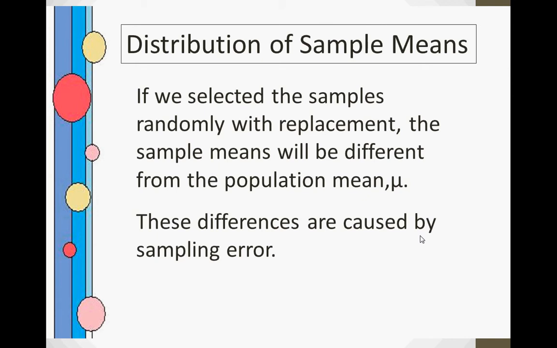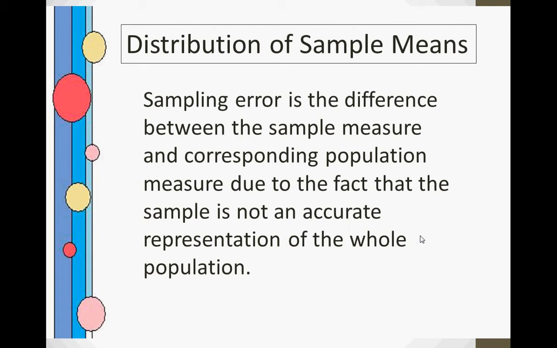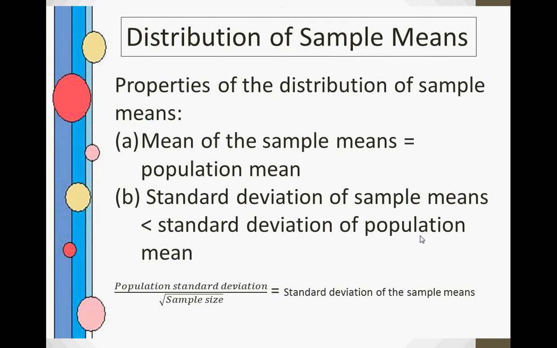If we selected the samples randomly with replacement, the sample means will be different from the population mean, which is denoted by mu. These differences are caused by the sampling error. The sampling error, however, is the difference between the sample measure and the corresponding population measure due to the fact that the sample is not an accurate representation of the whole population.